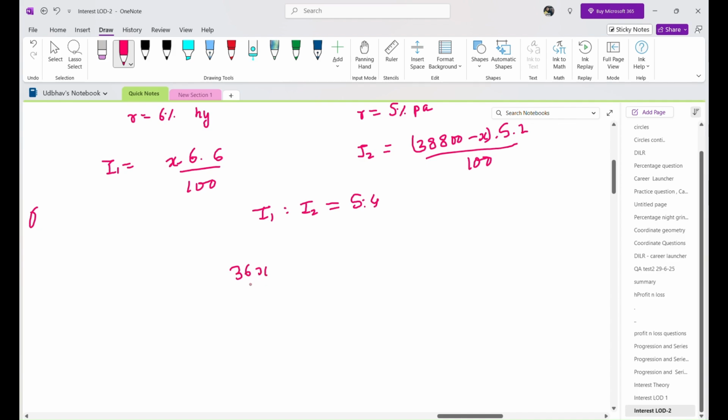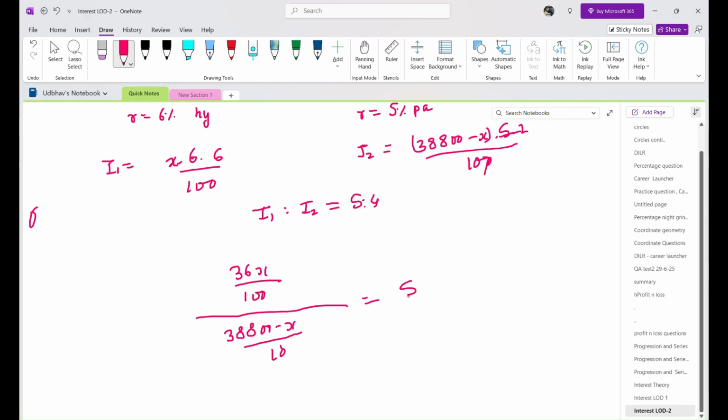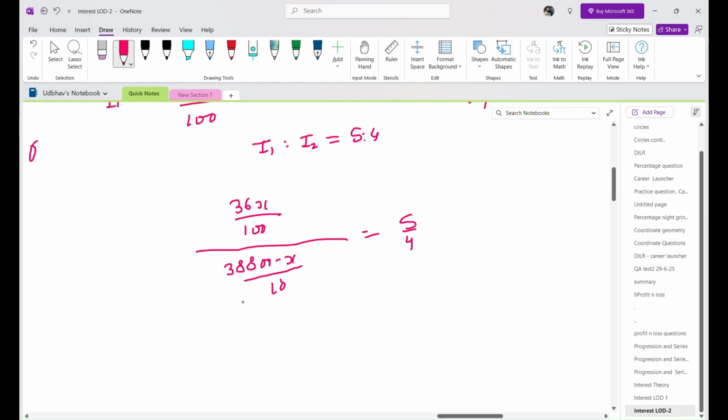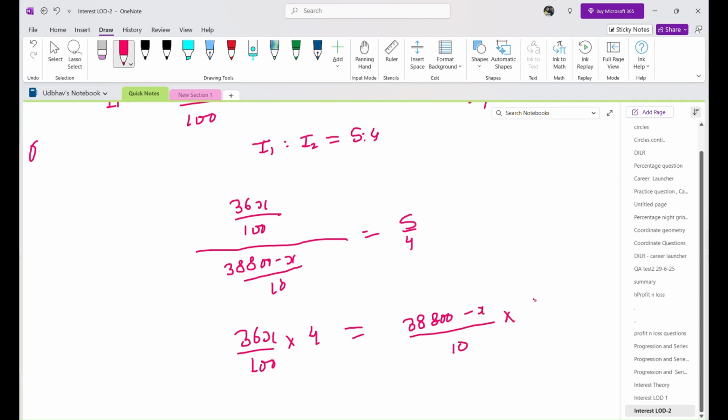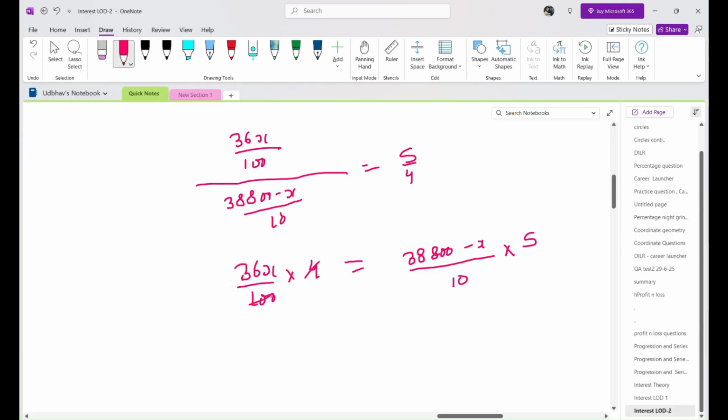36x upon 100 whole upon, this will get cancelled, 38800 minus x upon 10 equals 5 upon 4. You can cross multiply. 36x upon 100 into 4 equals 38800 minus x upon 10 into 5, 25, 2.